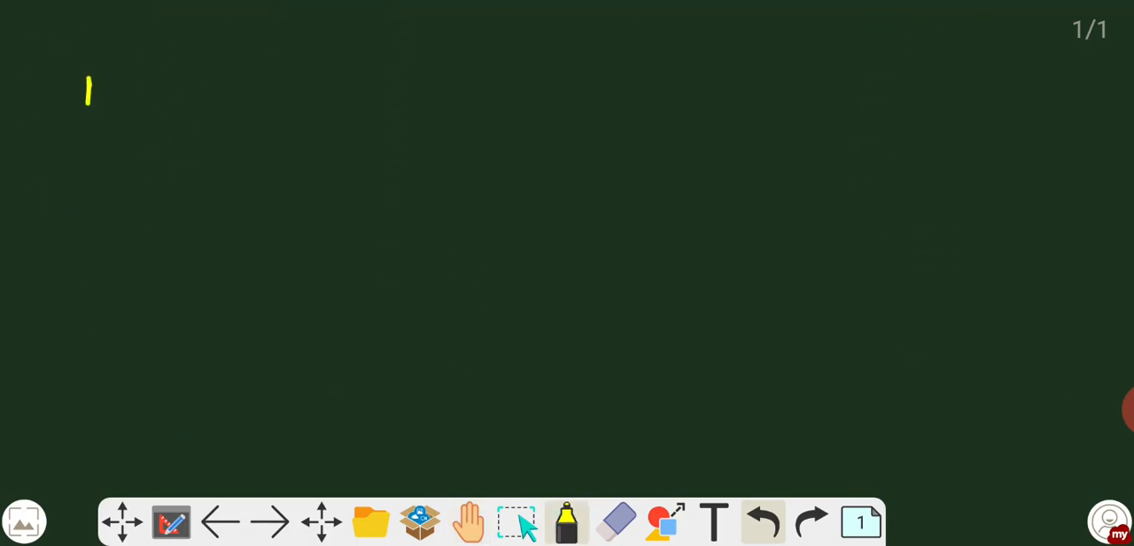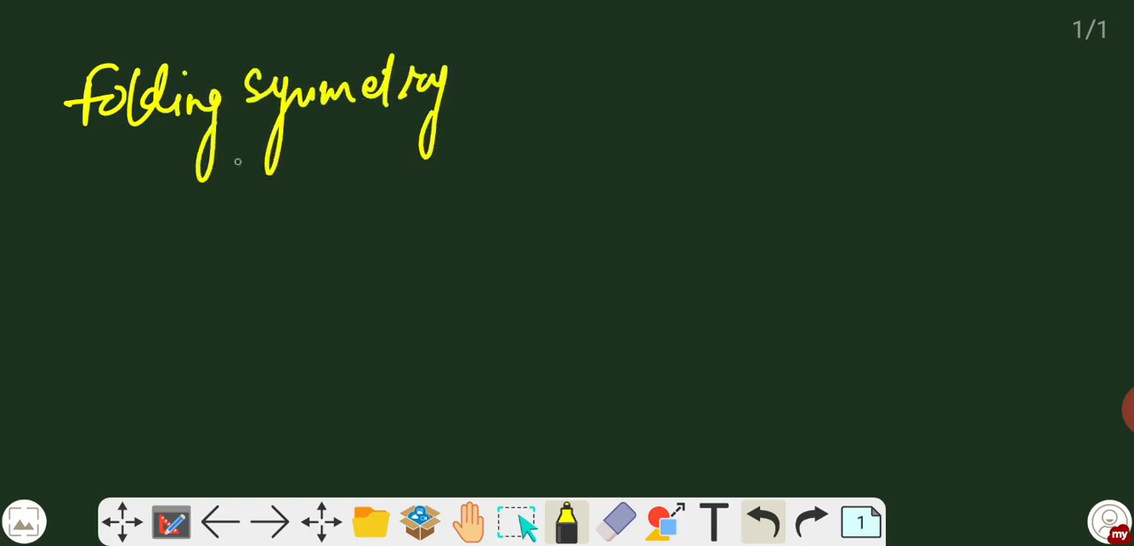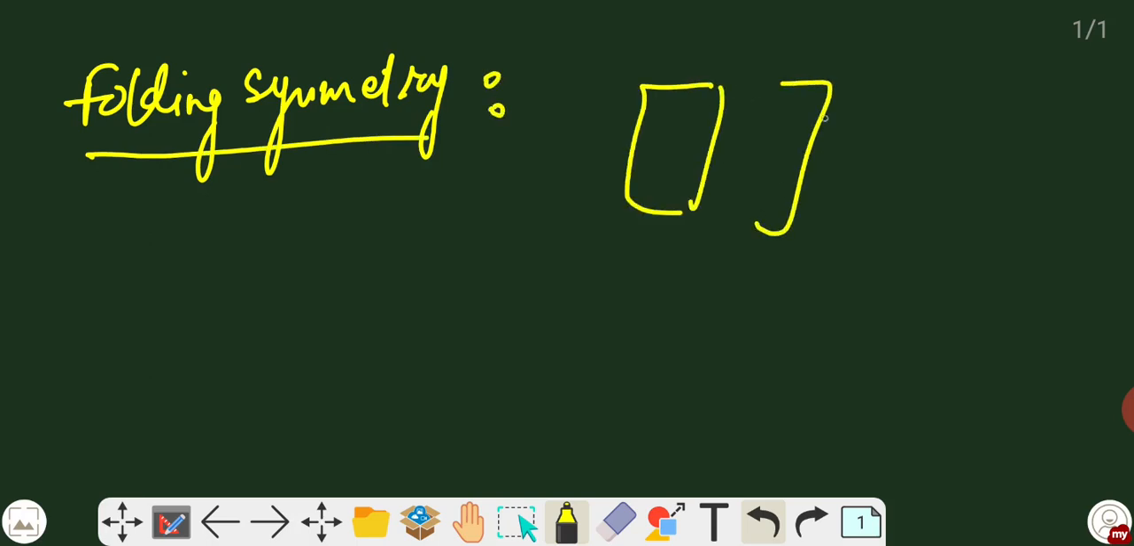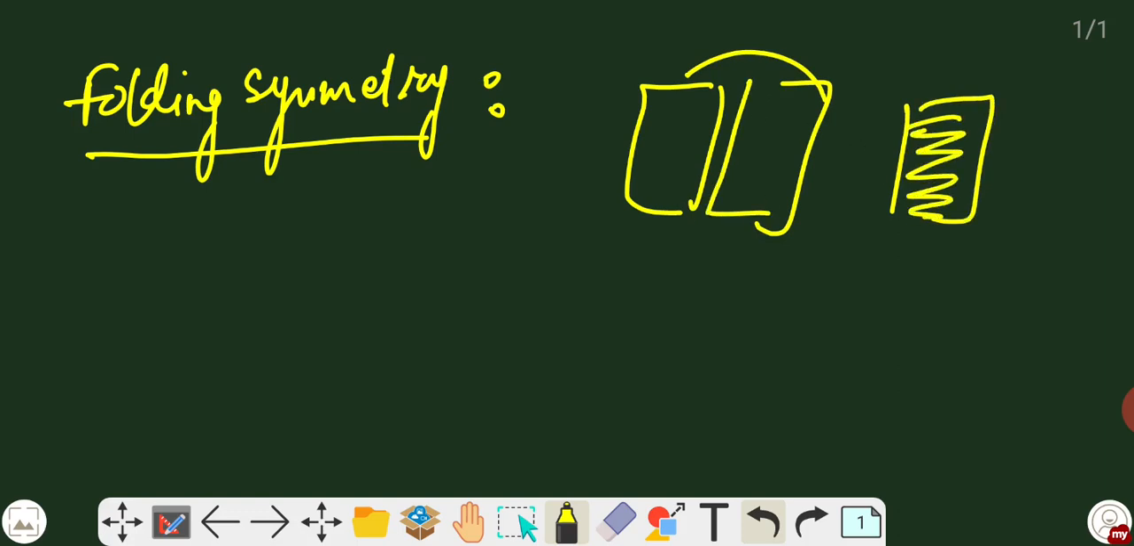Now let us move on to the folding symmetry. The best example of folding symmetry is your book. You just fold the book, just like this. Suppose the book is open like this, and you close it like this, so it becomes combined. That is what we call folding symmetry, like folding a book.